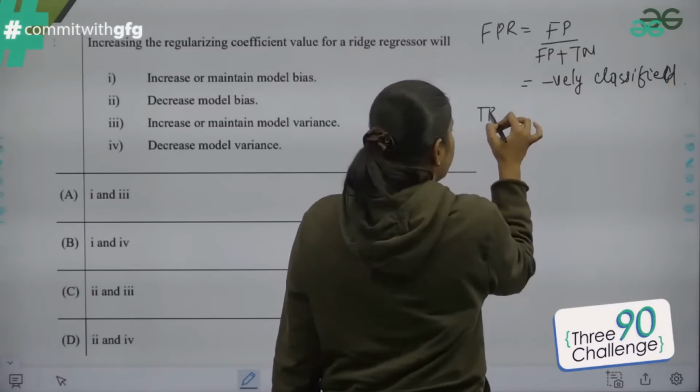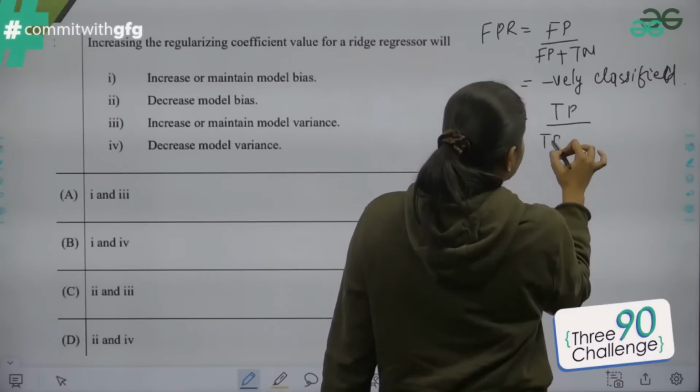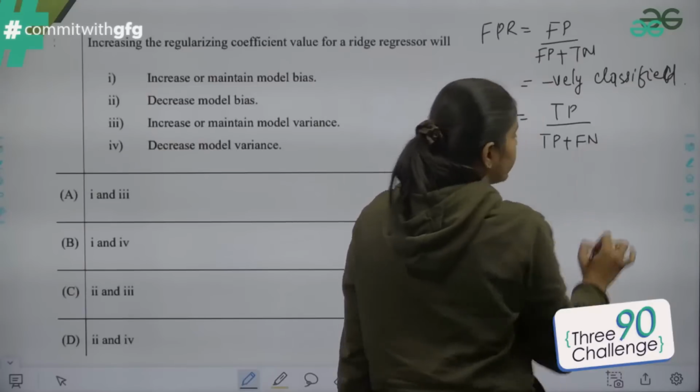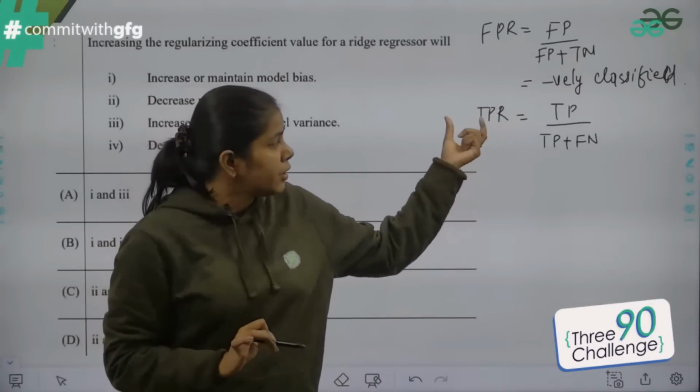And if I talk about true positive rate, true positive rate would be true positive upon true positive plus false negative, right? And that is my true positive rate.